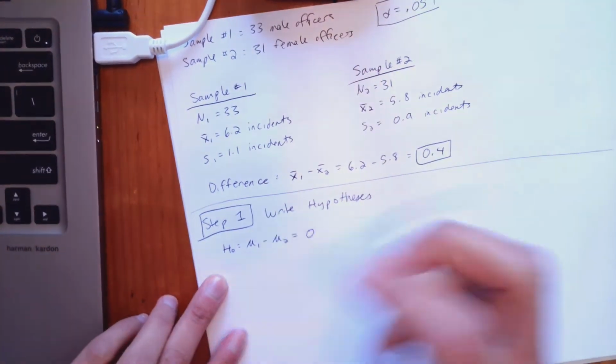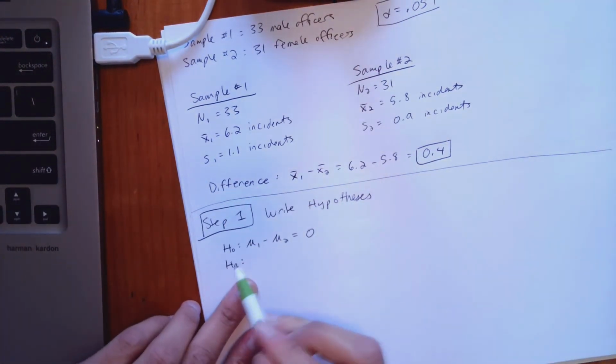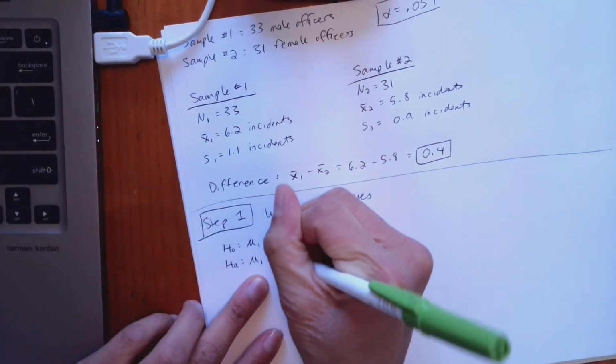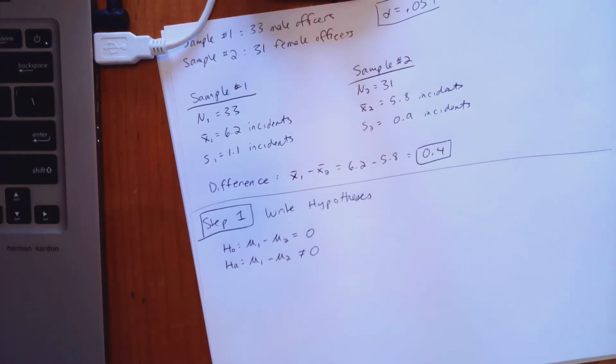So our alternative hypothesis, which is, as usual, the opposite of our null hypothesis, is going to be that there's some difference between these two population means. So either male police officers use more force or female police officers use more force. We're not saying which direction it would go here. We're just saying that there's some difference between them in the population. And so that would be our alternative hypothesis.